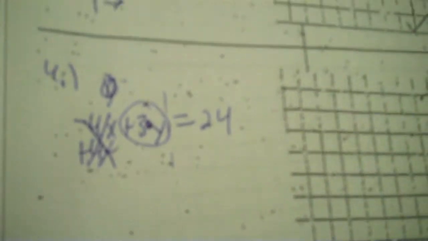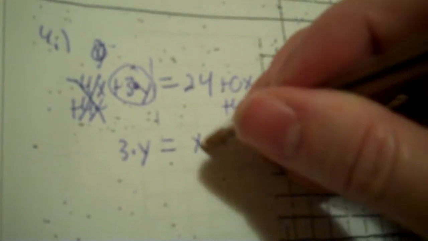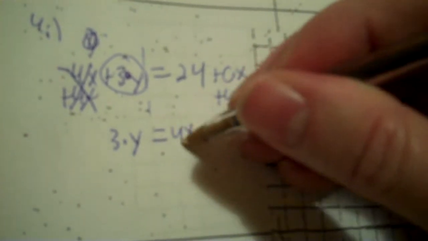Then I have to have an x on that other side. So to add, 0 works. So plus 4x. So you've got 3 times y. Now I put the x down. 0 plus 4 is 4. And then plus the 24.